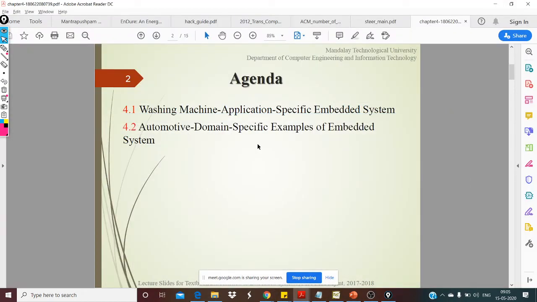Okay. So the last class we saw about the quality attributes and also characteristics of embedded systems, and one of the main characteristics was that embedded systems are domain specific, right? Application specific and domain specific. So today we will see some examples or more like case studies for those two categories. Okay, first thing is we'll see about washing machine. We'll see a washing machine example for the application specific embedded system.